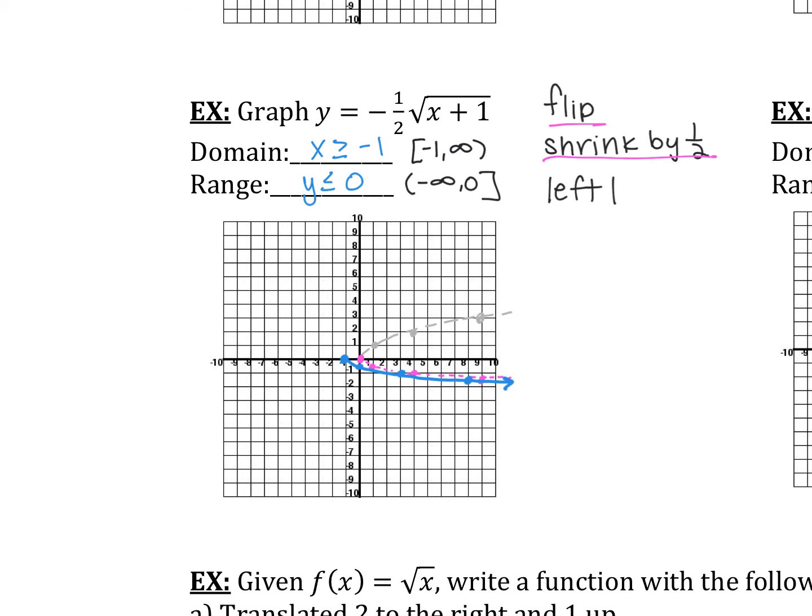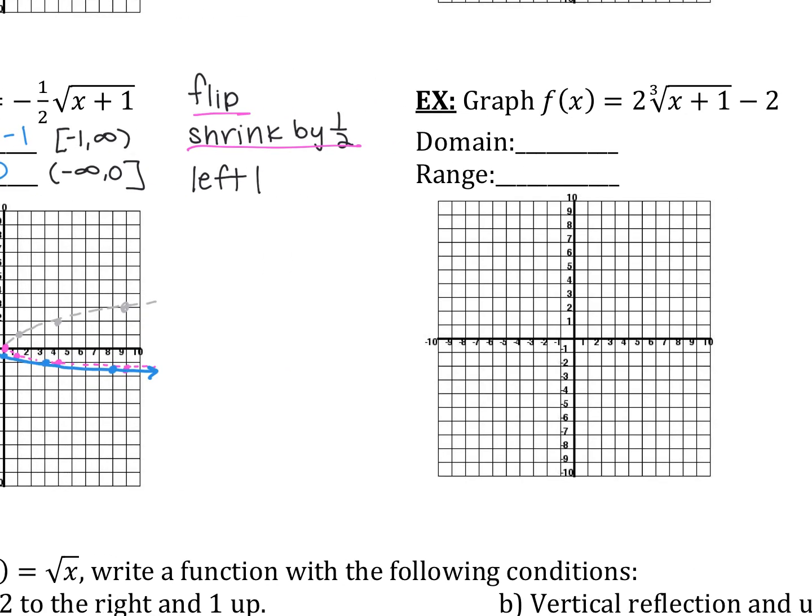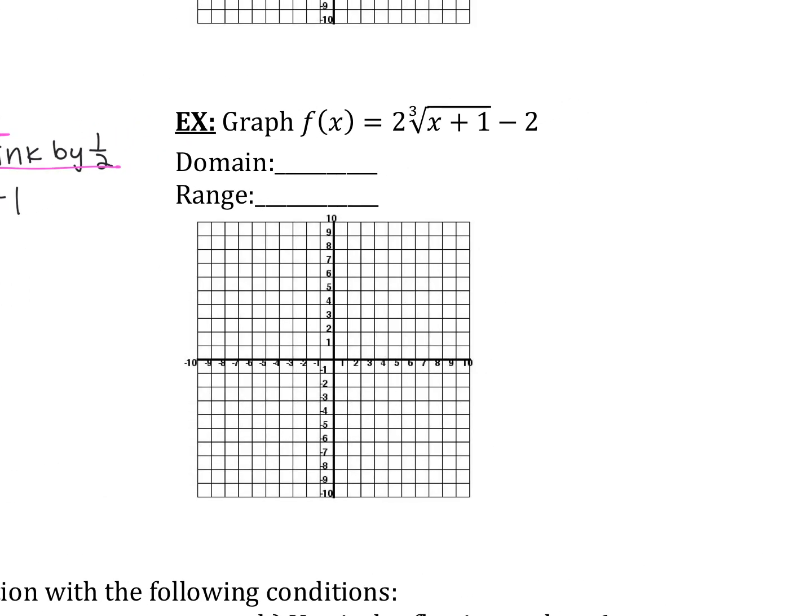It's going down. All right, what about this last one? Tell me what's happening here. We got all the things happening here. Stretch by 2. Then left 1 and down 2. Which type of graph am I basing this on? Cube root.